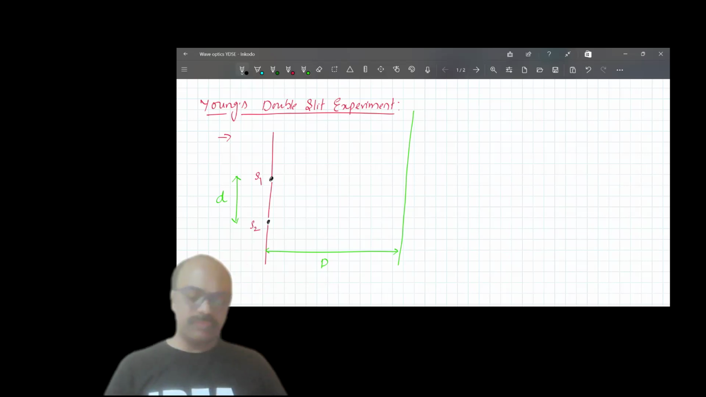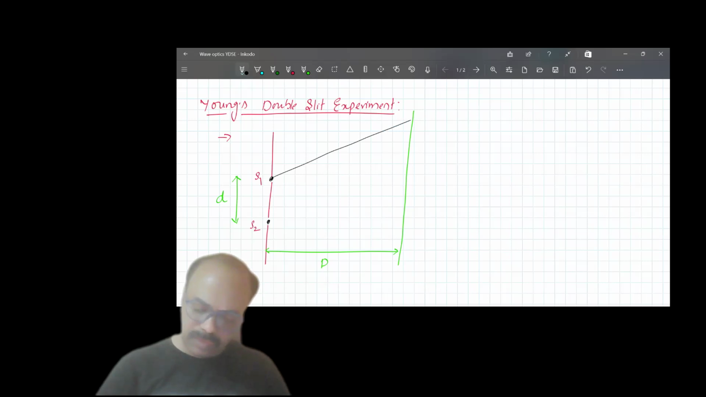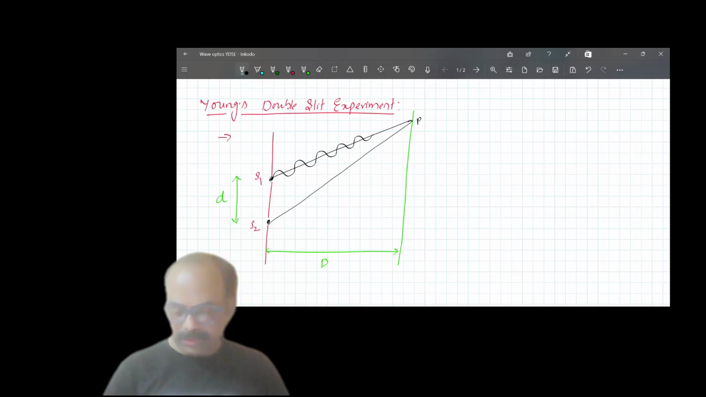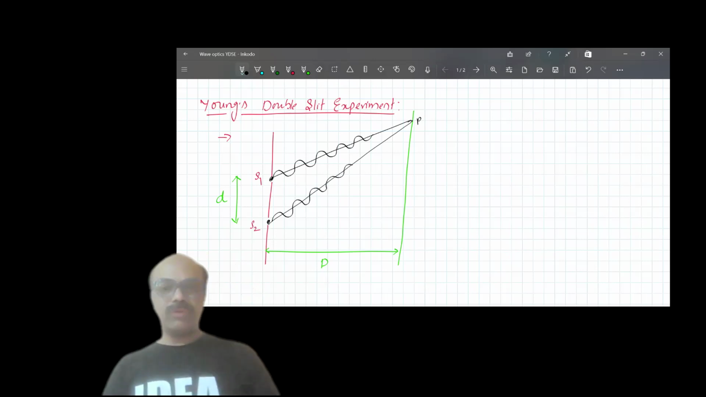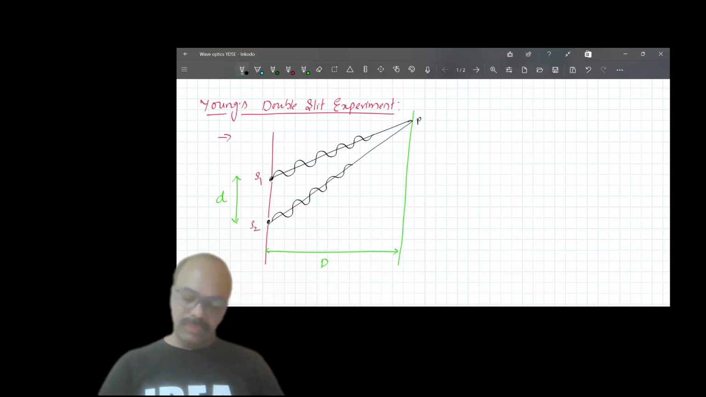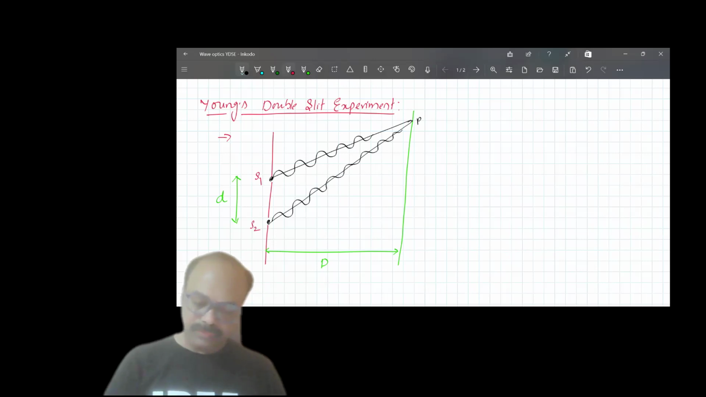Now from the primary source, take the rays from these two slits, and at this point, one wave and one more wave interfere at this point P. This distance will be equal to y.